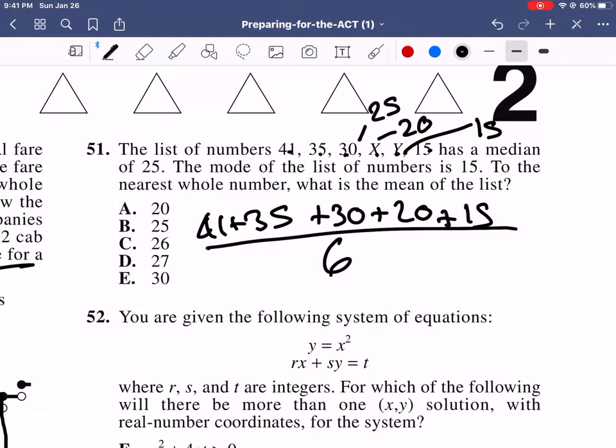Okay. No, not okay. 41 plus 35 plus 30 plus 20 plus 15. Oh, plus 15 again. Okay. And then 156 divided by 6 is 26. Okay. That all equals 26. Be careful and don't be stupid like me. Okay, 26. That's the thing.